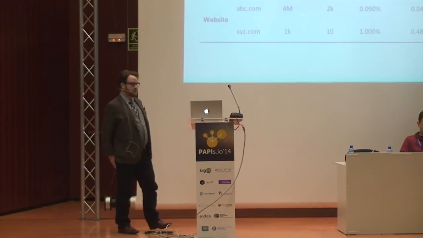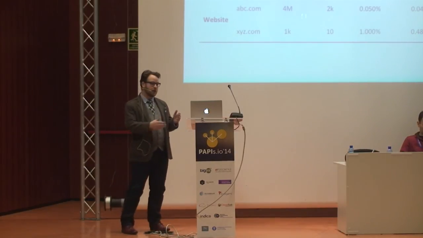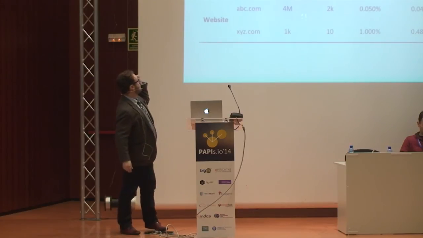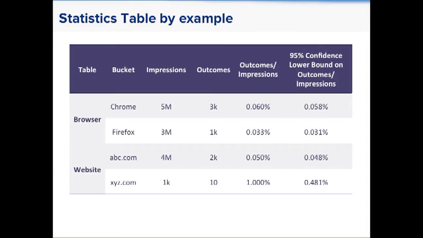So here's an example of a statistics table that we use to generate features. I've got two little samples of different tables. The table for the browser will have a bunch of different buckets for each browser, so let's say a bucket for Chrome and a bucket for Firefox. And the table for website will have far more websites than this, abc.com, xyz.com.